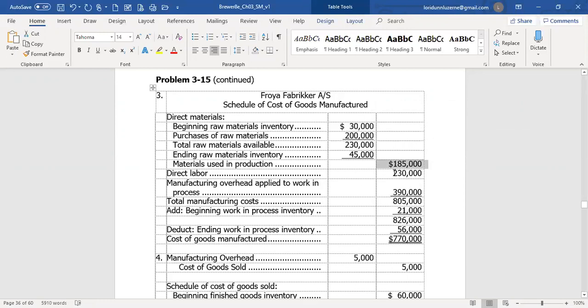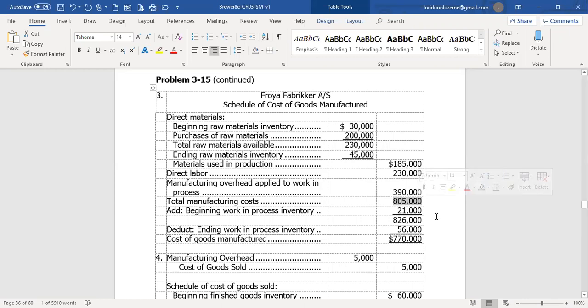How much in direct labor did we have? $230,000. Okay. Then we say, okay, what's the manufacturing overhead we applied? $390,000. So the total manufacturing costs that were put into the manufacturing process this period are $805,000.